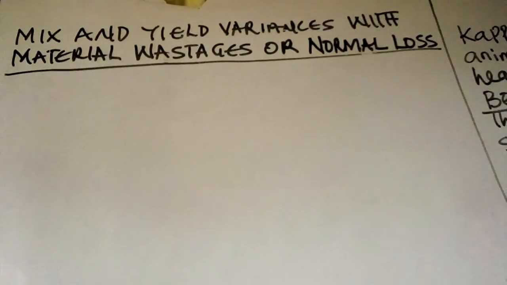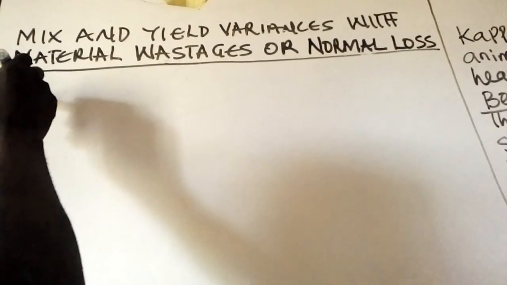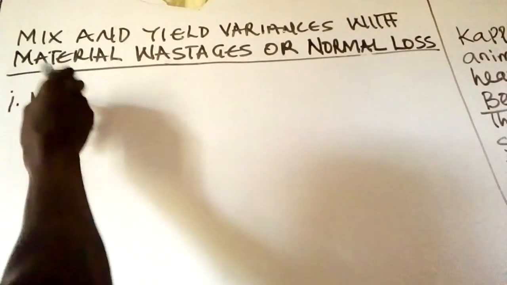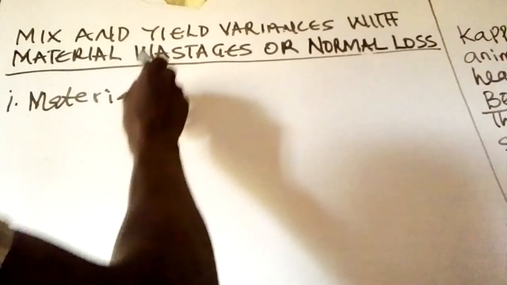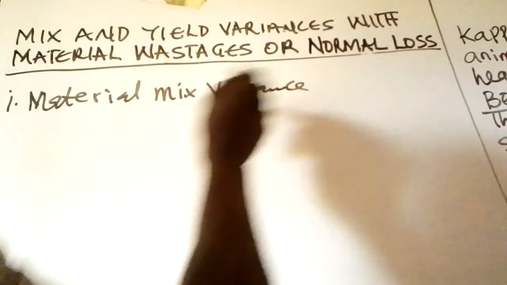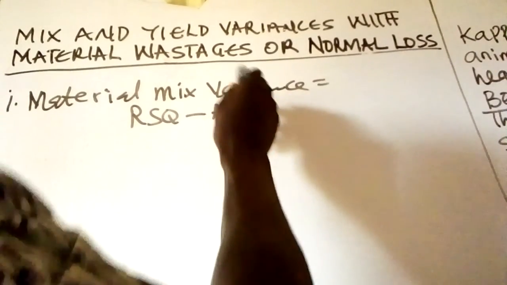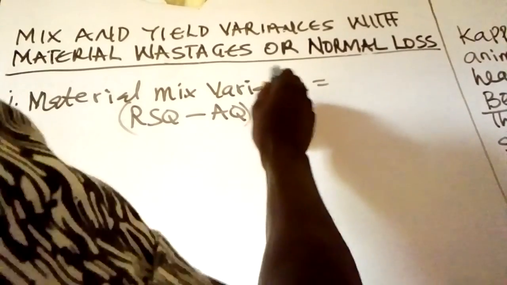So, mix and yield variances with material wastages or normal loss. This is part 2 of my presentation. In part 1, I explained material mix variance and material yield variance. I gave you the formula for calculating them. Material mix variance is the revised standard quantity minus actual quantity, multiplied by the standard price.